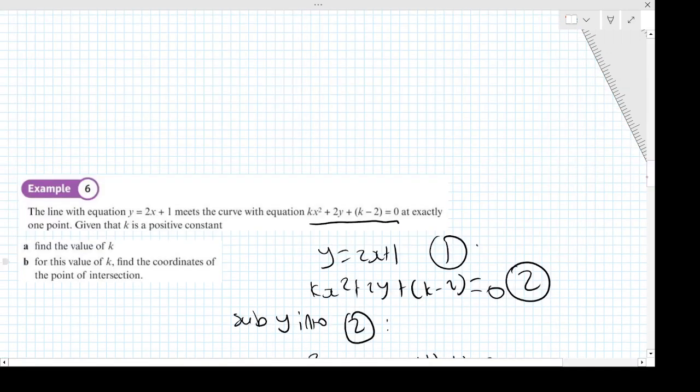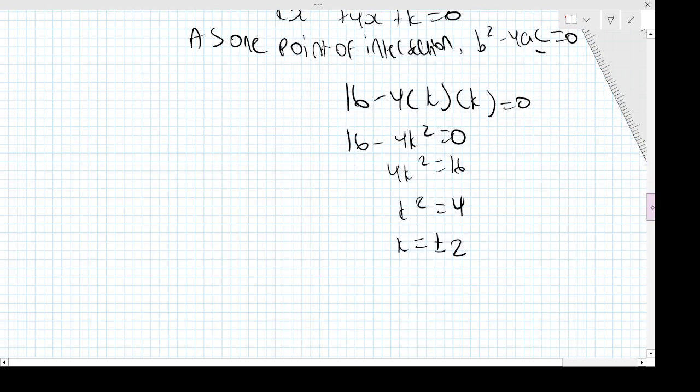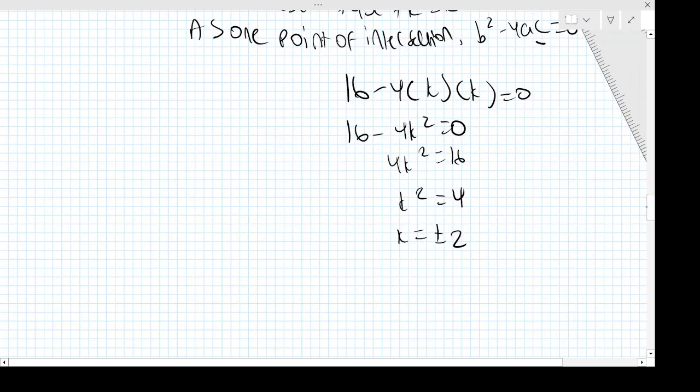Okay, but it says here for part A, find the value. Again, it's singular, so it means only one value. But how do we work that out? Because we've got two values. Well, let's look at the question. It says that k is a positive constant. Okay, so it has to be positive, so it has to be the positive answer. You can't have a negative. So as k is positive, that means the only solution is k equals positive 2. Only, so that's our value for k.